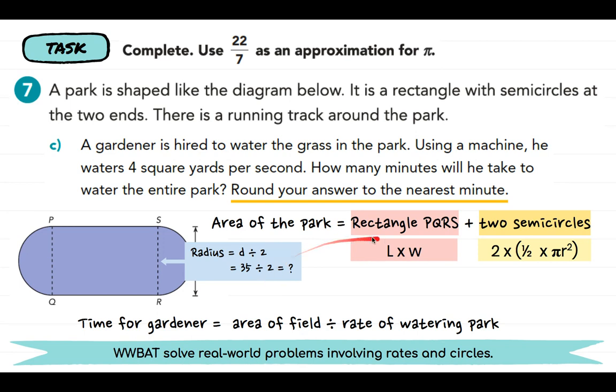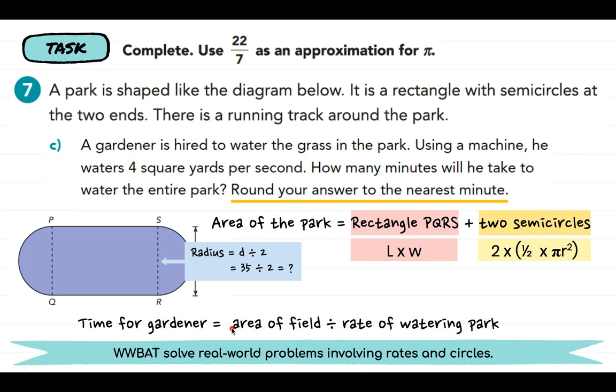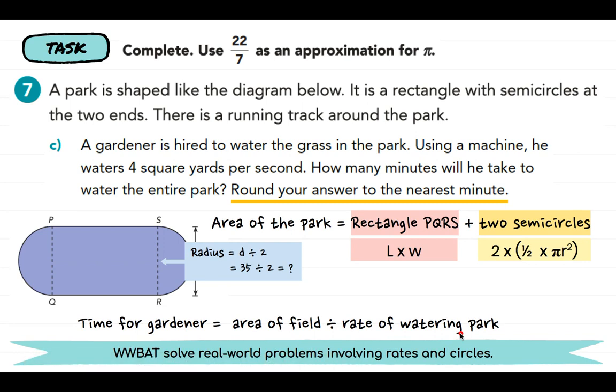After that, once you find the area of the park, you can find out how long it takes for the gardener by dividing the area of the park by the rate that he takes for watering the park, which is 4 square yards per second, and then you will get the number in seconds that he takes to water the entire park. Remember, because we have to round the answer to the nearest minute, make sure to divide the seconds by 60 to get the number of minutes he takes to water the entire park.